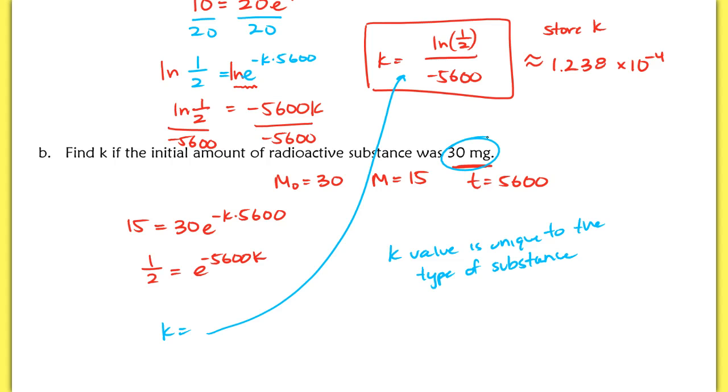The k value is the same when it's carbon-14. It doesn't matter how much you start with. Now, if it's a different element, or a different radioactive substance, then it has a different k value, okay?